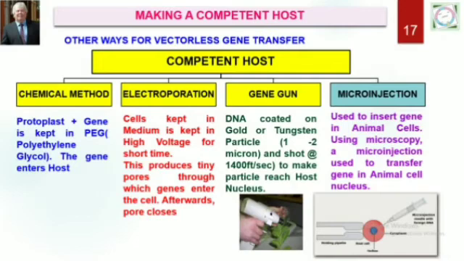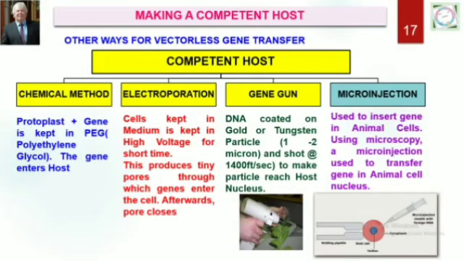Another method is called electroporation. The cell is kept in a medium which is supplied with high voltage for a short time. This results in creation of tiny pores through which the gene enters, and afterward the pore closes. Gene gun methods are also very common, generally for plant cells. DNA is coated on gold or tungsten particles of around 1 to 2 micron size, and they are shot at the rate of 1400 feet per second to make the particle reach the host nucleus.